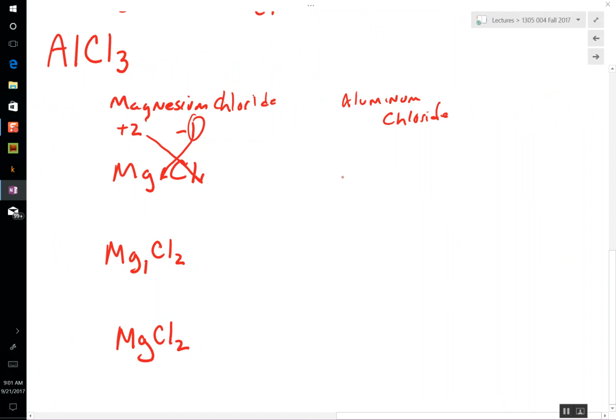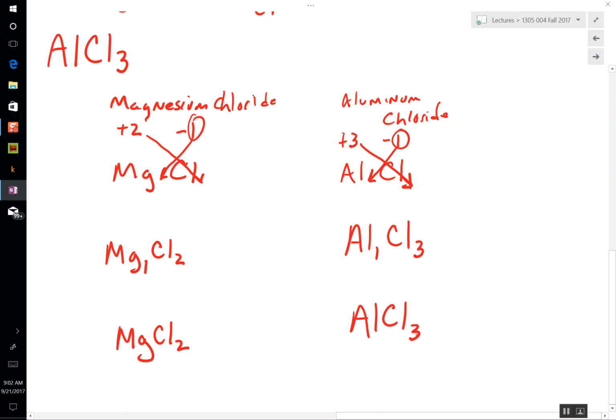Aluminum chloride. Charge on the aluminum, +3. Charge on the chloride, -1. Bring that 3 right there. Put this 1 right there. And we do not write ones, so I have the formula AlCl3. So if I got a bottle of aluminum chloride, I have 1 aluminum atom for every 3 chlorides. 1 aluminum ion for every 3 chloride ions.